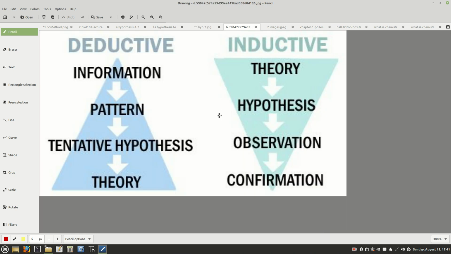Alright, now we go back to this concept of deductive and inductive. Deductive, you're gathering information, you're looking for patterns, you create a tentative hypothesis or theory, but you're not trying to confirm it. You're just watching and coming up with general ideas. On the inductive side, you already have an idea. Your idea is already fixed in your head. You think this is the way the world works.